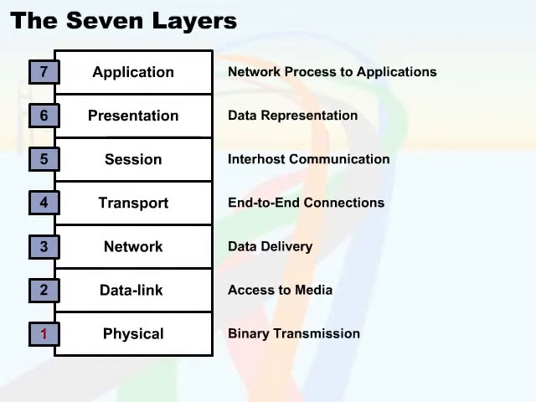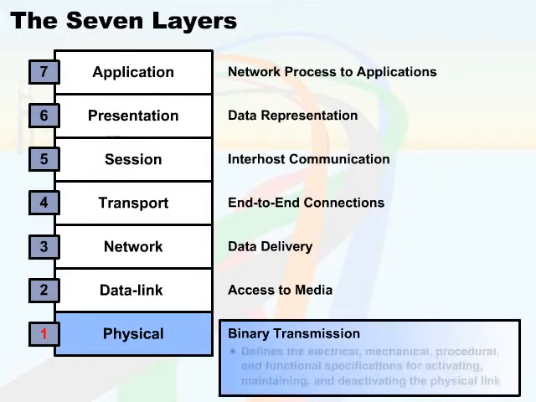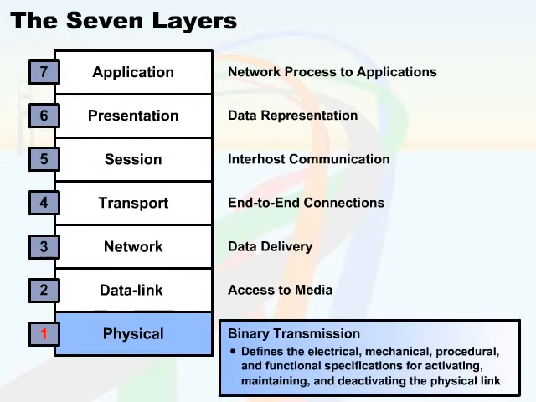Beginning with layer 1, which is the physical layer. The physical layer means binary transmission, which defines the electrical, mechanical, procedural, and functional specifications for activating, maintaining, and deactivating the physical link. Now that's the complex version. Think about it as whatever you can physically touch, the electricity, the actual positive and negative voltages that you're going to have on a wire that indicate a binary bit, whether it's on, a binary 1, or whether it's off, a binary 0. Remember that all the data communications are literally binary.